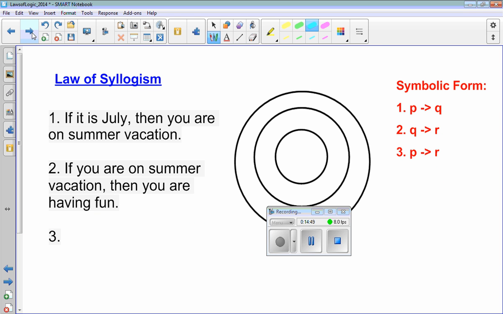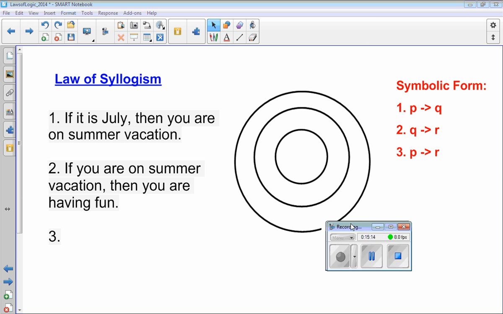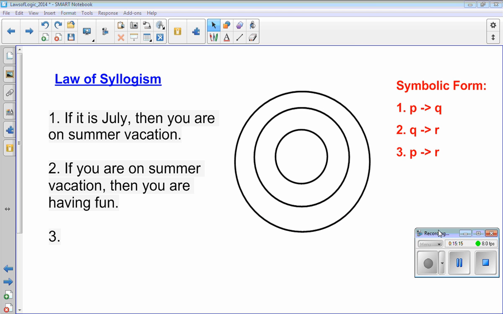All right, let's look at the next law. Okay, so on your second index card in your flip chart, you want to write relatively large here. You can highlight it if you want. It's called the law of syllogism. It's kind of a funky word, okay? Syllogism. I want you on the front to draw the Venn diagram template and the symbolic form. And then on the back is where I want you to write your 3 sentences.